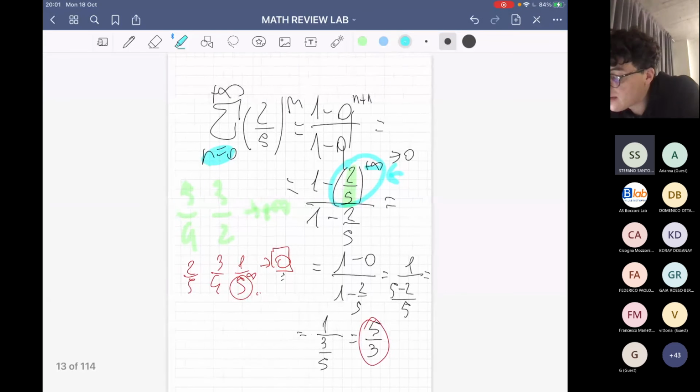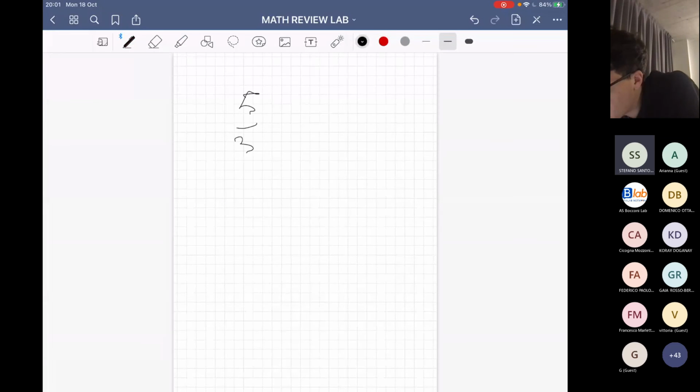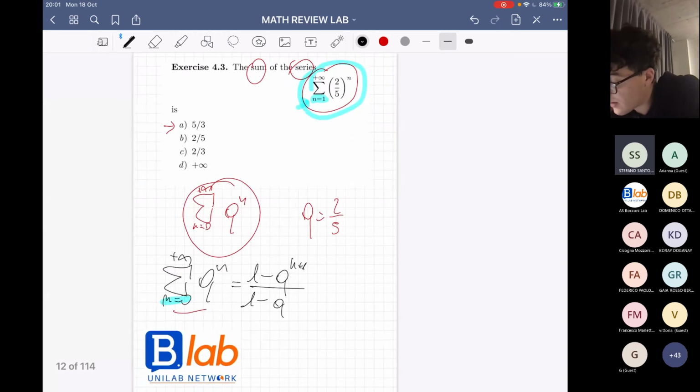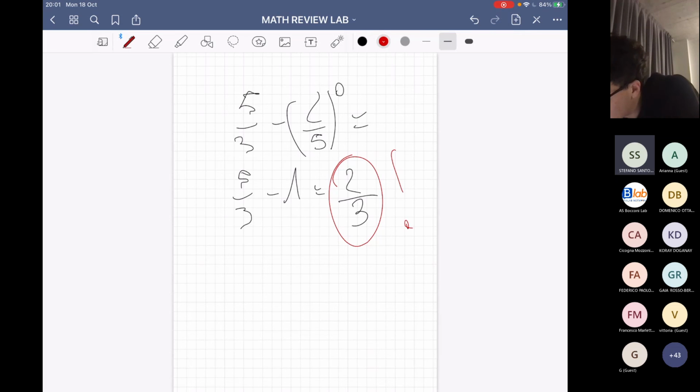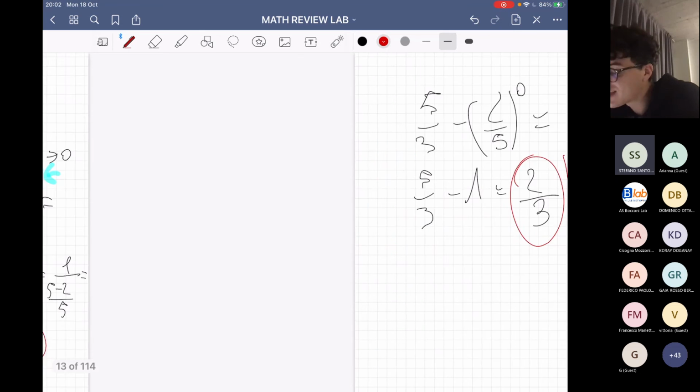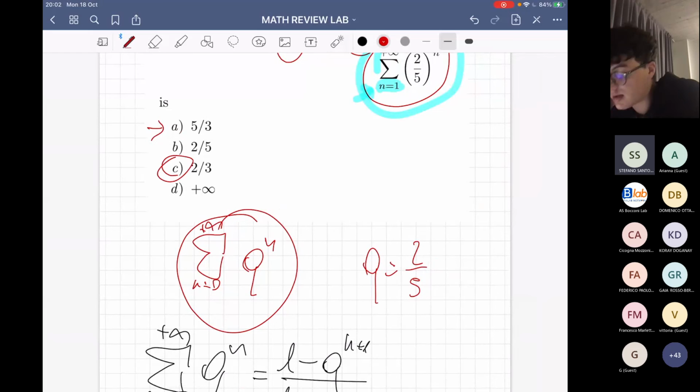But the point is that we have to put 5 over 3 minus the 2 over, no, it was 2 over 5, yeah, 2 over 5 to the power of 0. So 5 over 3 minus 2 over 5 to the power of 0 is simply 1. So it's easy. 5 minus 3 is 2. So the final result of this operation, put exclamation points. I love putting exclamation points. Is 2 over 3. So it's exactly the C answer, the right one.